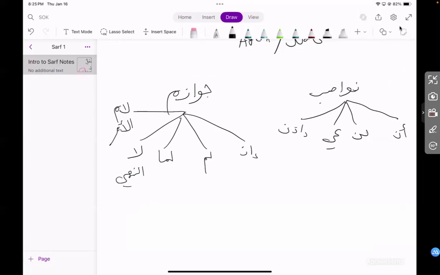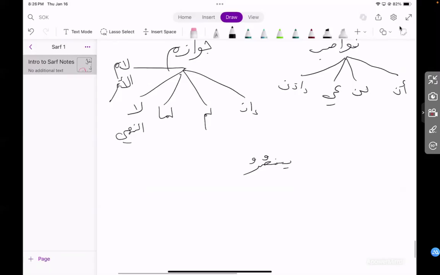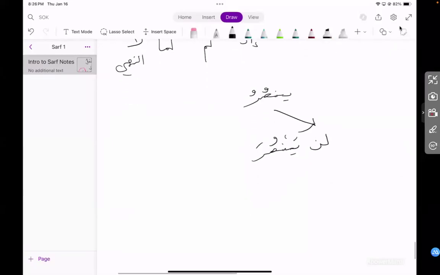But if you put them in front of mudari, for example, let's take lan and put it in front of the word yansuru. It's yansuru without the lan, but after adding lan, it will change into lan yansura. And that's easy. But if you have a case of dual, yansurani for example, that will change into lan yansura.